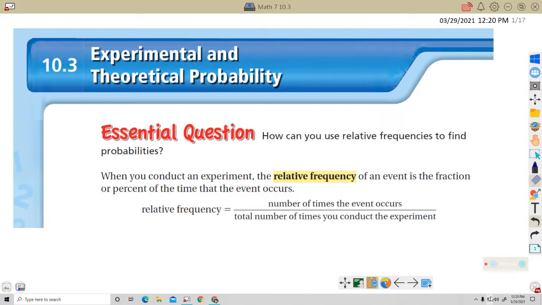What's relative frequency? That's not the number of times your cousins come over to visit you. Get it, relatives? Relative frequency is when you're doing an experiment and looking for a particular event. It's the number of times the event occurs divided by the number of times you conduct the experiment. So in other words, it's a fraction of part over whole. Okay, part over whole. Let's take a look.